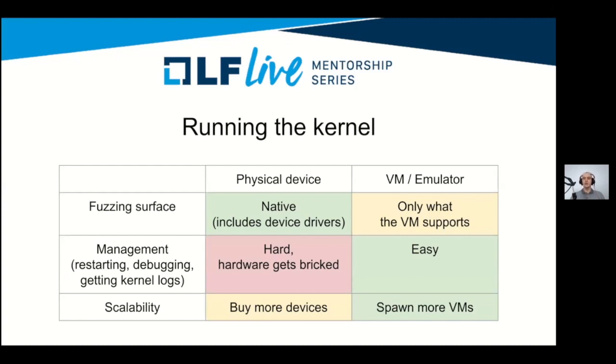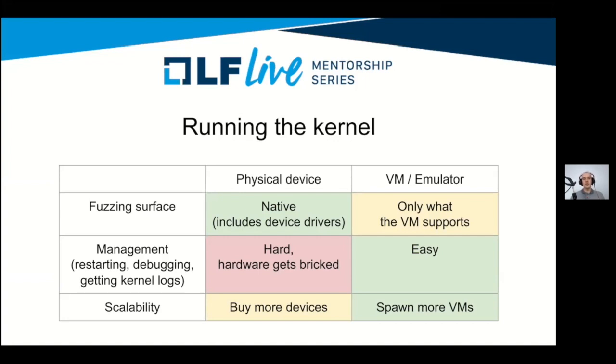The good thing about using physical devices is that you execute the kernel in its native environment, which means you will have all the proper hardware and you can actually fuzz device drivers. When you're fuzzing in the emulator, you're only limited to what the emulator can emulate. But generally, if you're fuzzing a very generic core subsystem of the Linux kernel, it doesn't really matter which approach you use because both should work just fine. The bad thing about physical devices is they're hard to manage. They're hard to restart, they're hard to get kernel logs from, they're hard to debug and other stuff like that. And also, if you're running your fuzzer as root on your device, there's a chance it can get bricked.